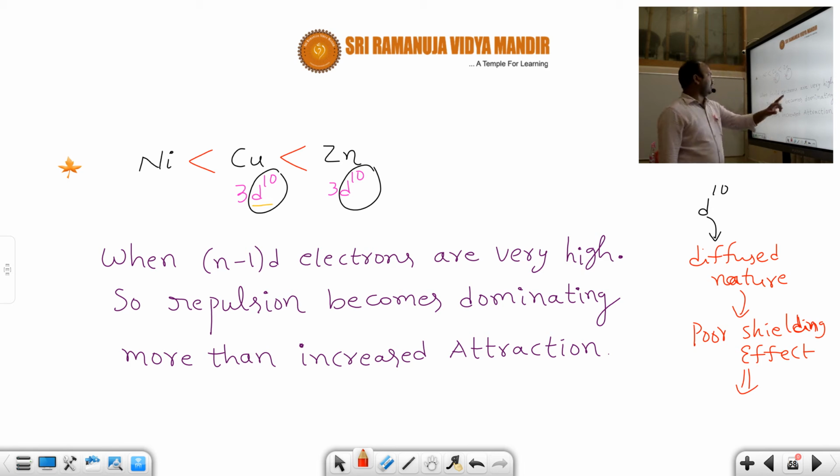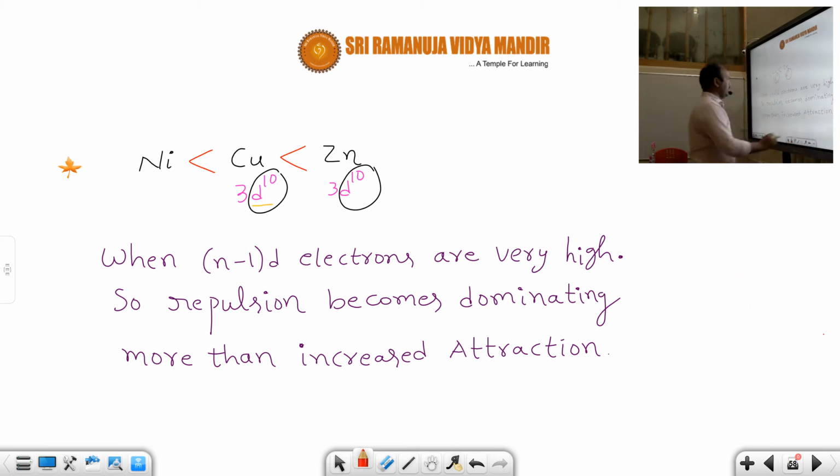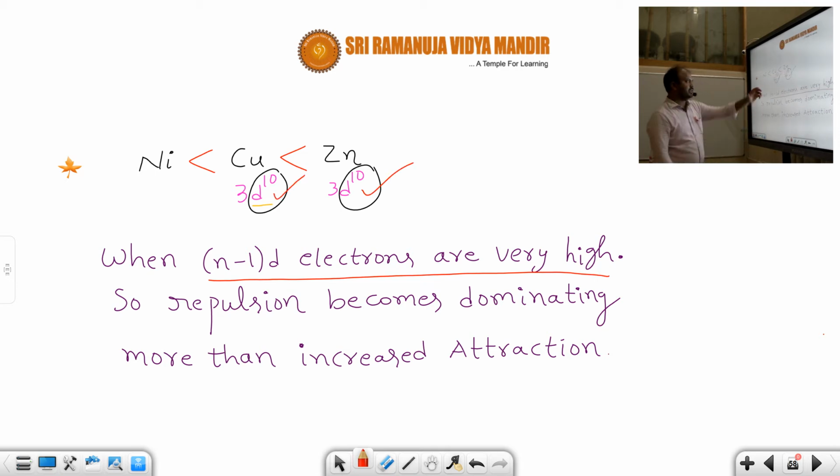When the n minus 1 d electrons are very high, because here the d subshell is completely filled. The d subshell is completed in copper and zinc also, because copper has atomic number 29. What is the electronic configuration? Argon 4s1 3d10. Zinc is argon 4s2 3d10. That means the 3d subshells are completely filled. 3d means the penultimate shell's d subshell is completely filled with electrons.